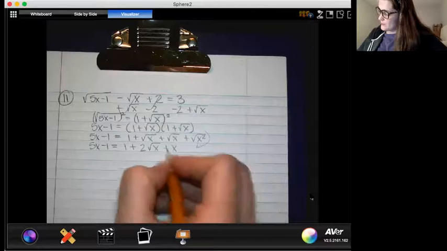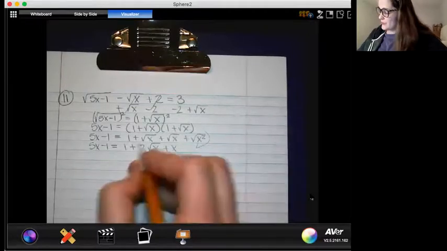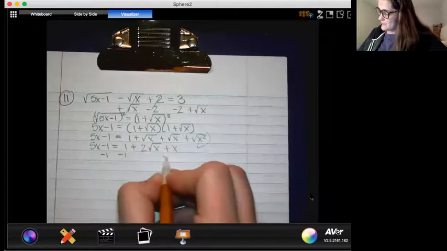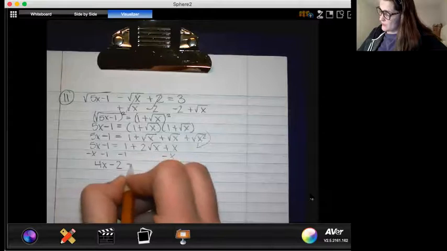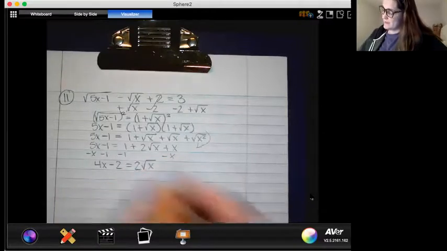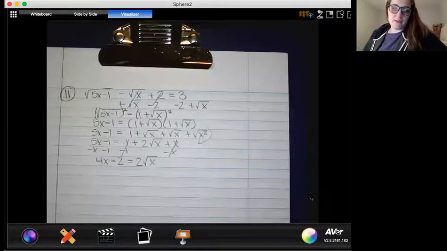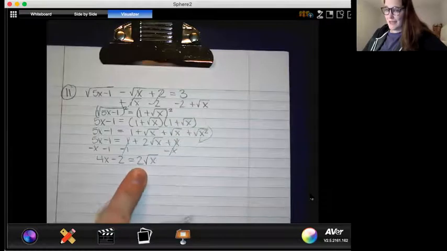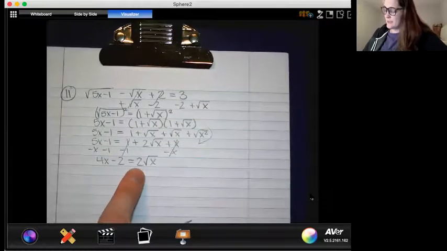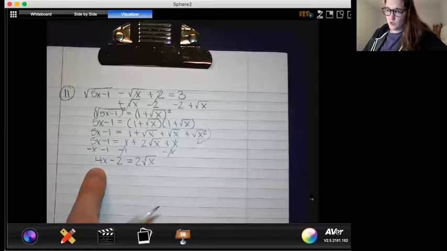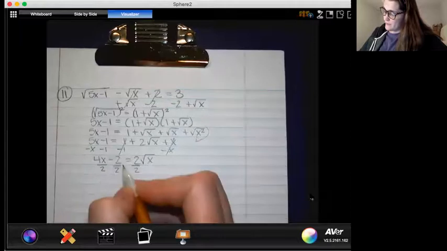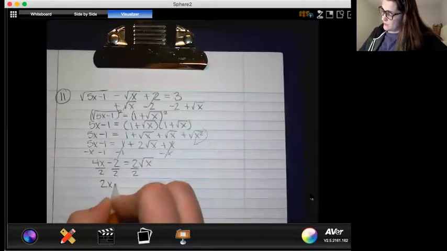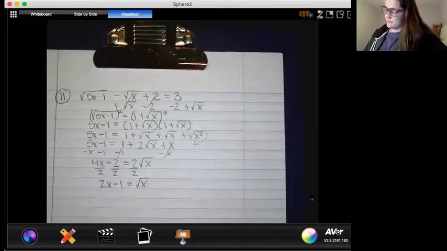So then we're going to now have our next radical. So we're going to isolate this one. So I have 4x minus 2 equals 2 square root of x. Okay, now at this point, we talked about that if you have something in front of the radical, you can isolate it or you don't have to. But in this case, because they're both divisible by 2 on the left side, I'm going to go ahead and do that and simplify this. So now I have 2x minus 1 equals the square root of x.